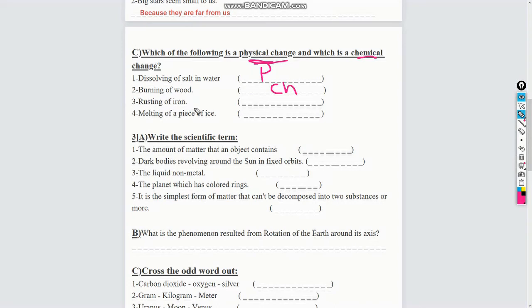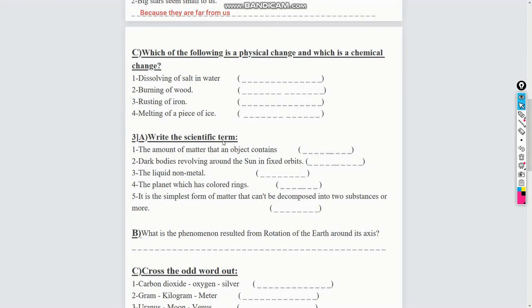What about rusting of iron? Also, rusting of iron changes its structure and iron oxide is formed due to the reaction between water and iron. So I'm going to say chemical change. Melting of piece of ice. The structure didn't change, but the shape of ice changed and ice became water. So it's physical change.